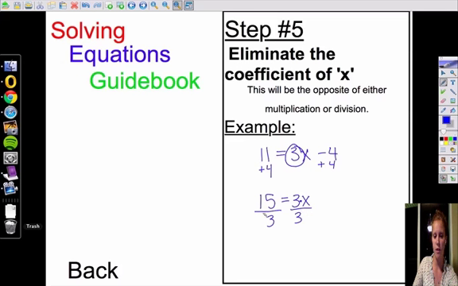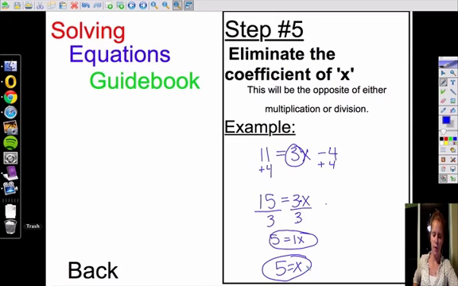I really want you guys to use a division bar, a fraction bar, for dividing here. Don't write this little sign. I want you to use the division bar. 3 divided by 3 equals 1, so I have 1x, and 15 divided by 3 equals 5. So I have 1x equals 5. Since I only have 1x, or just x, I could also write this as 5 equals x. I have met my goal by getting the variable by itself.